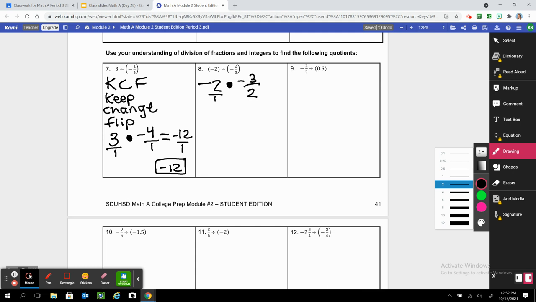So I'm going to change this to a fraction by putting a 1 underneath it. So negative 2 times negative 3 is 6. 1 times 2 is 2, and then 6 divided by 2 is 3. All right, last one on this page.